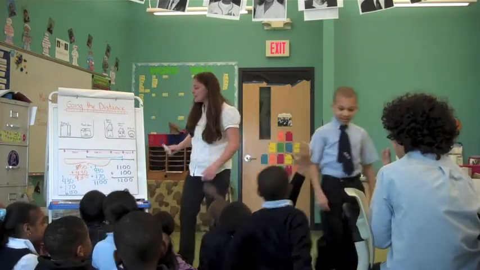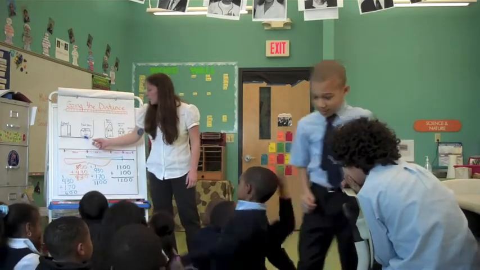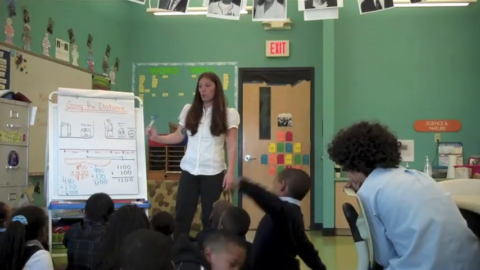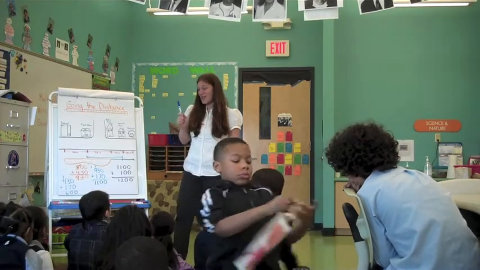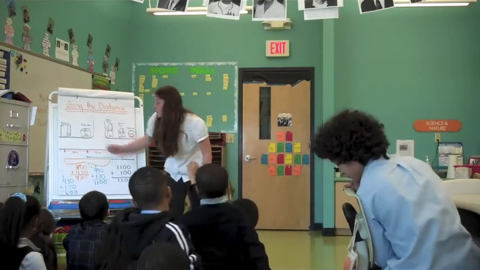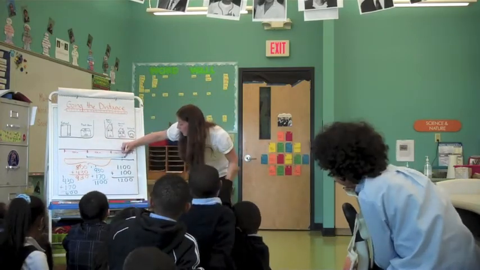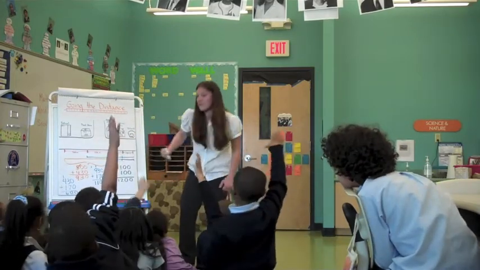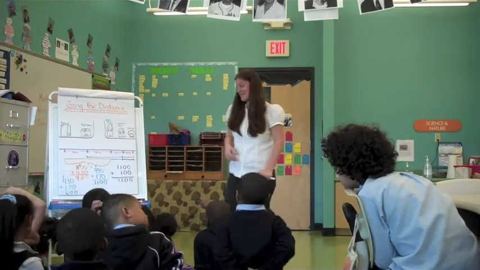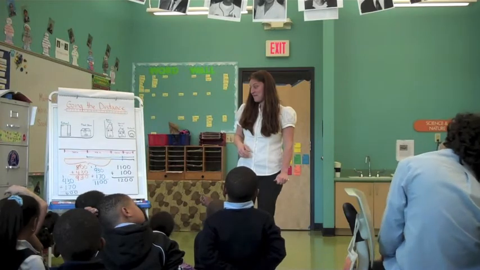So it takes 600 meters to get from the food store to Charles's house. Ooh, I'm not going to even write this down. How long does it take to get from the food store to the ballpark? Claude. 530 meters.